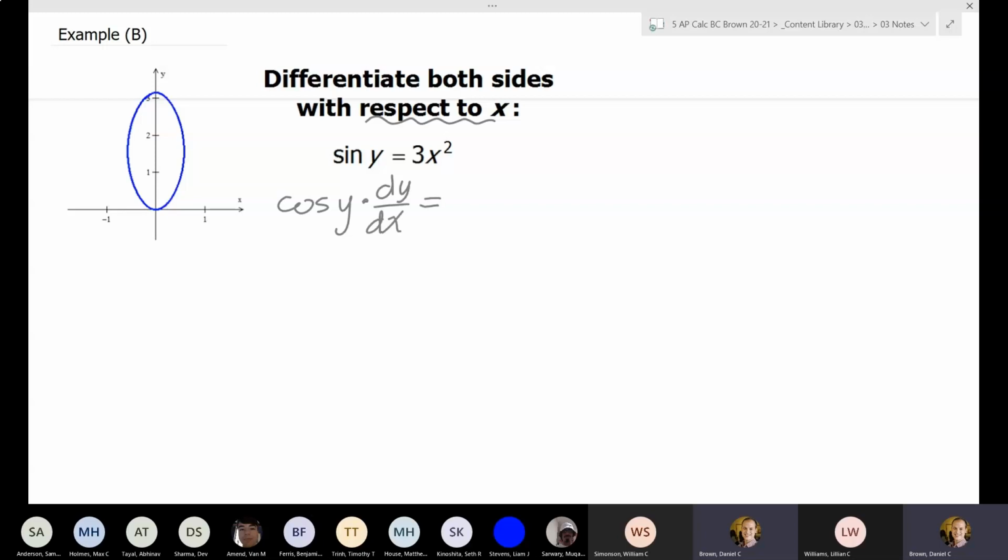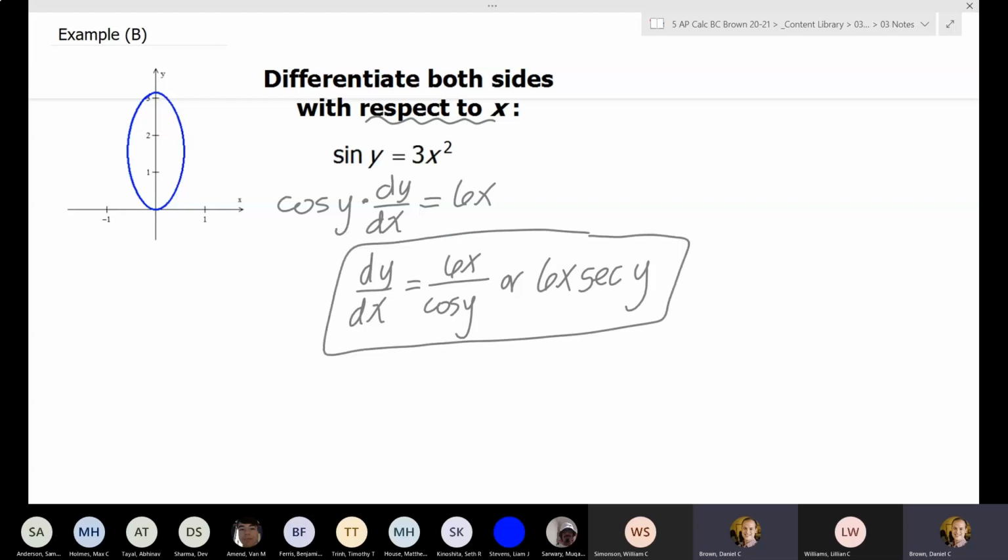And then on the right-hand side, the derivative of 3x squared is 6x. We don't need to do implicit differentiation because we took the derivative with respect to x, and it was already in terms of x. That is the derivative. Oftentimes we'll clean it up by solving for dy/dx. So you can say something like, if you divide by the cosine of y, dy/dx is equal to 6x over the cosine of y, or that's the same thing as saying 6x times the secant of y.